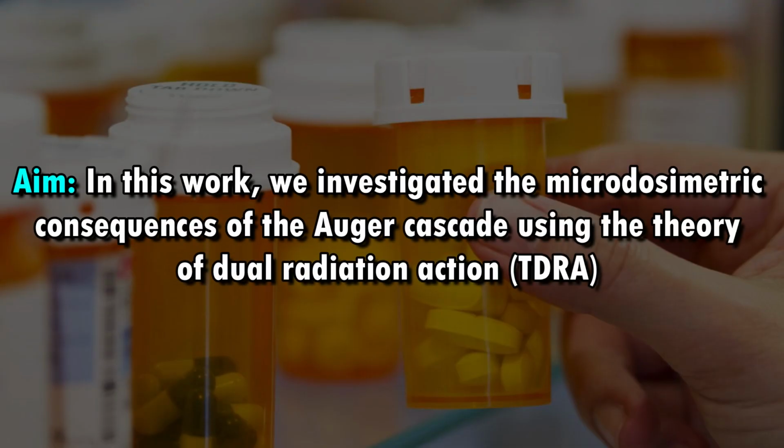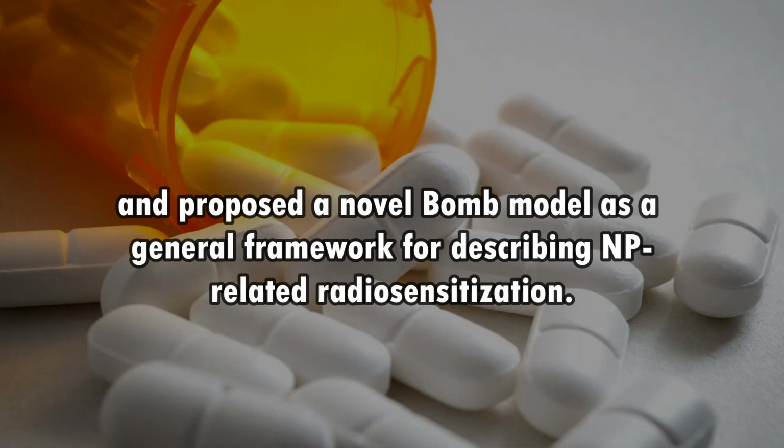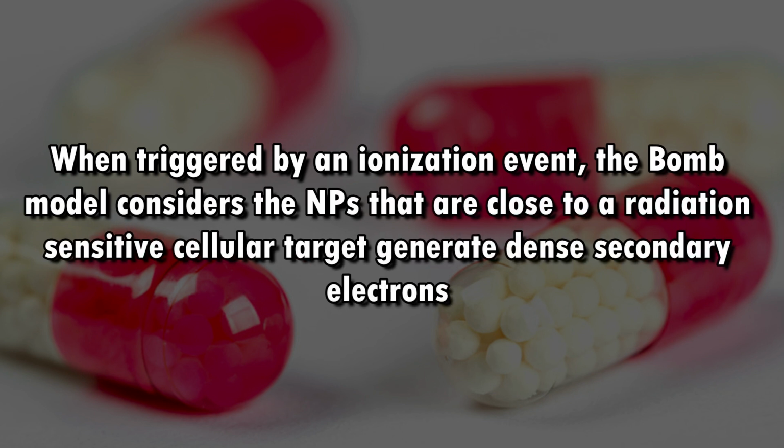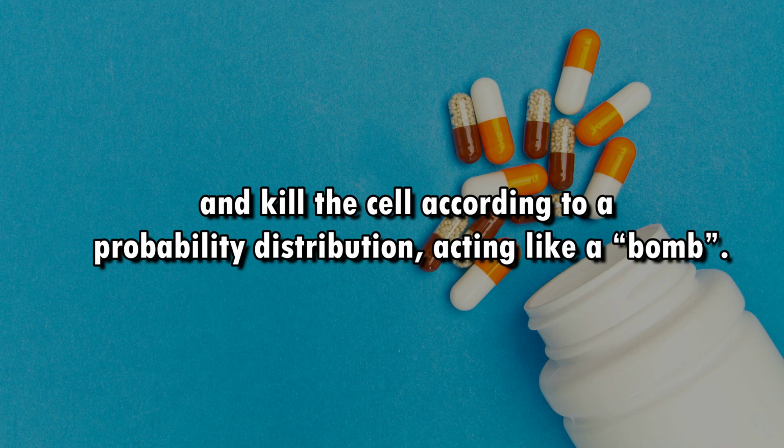In this work, we investigated the microdosimetric consequences of the Auger cascade using the theory of dual radiation action (TDRA) and proposed a novel bomb model as a general framework for describing NP-related radiosensitization. When triggered by an ionization event, the bomb model considers the NPs that are close to a radiation-sensitive cellular target generate dense secondary electrons and kill the cell according to a probability distribution, acting like a bomb.